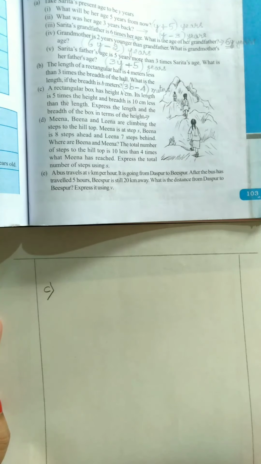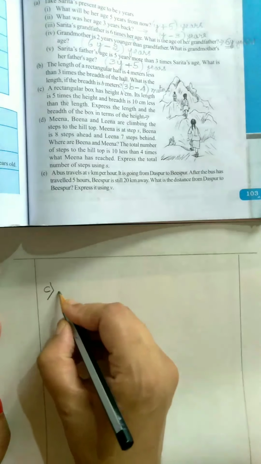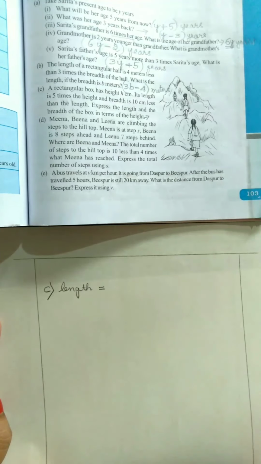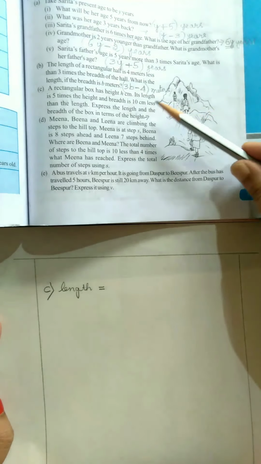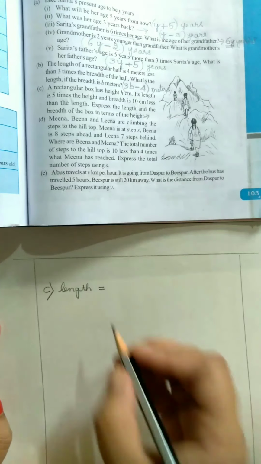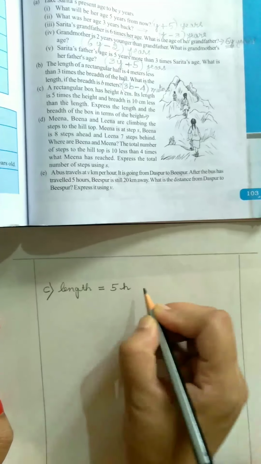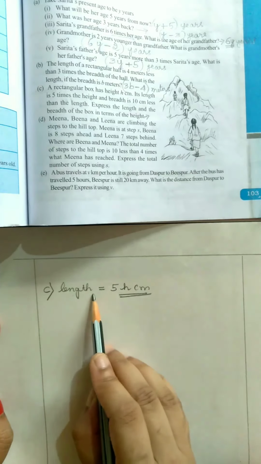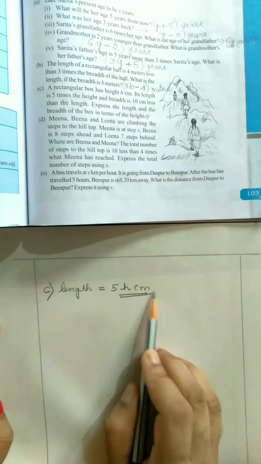So, a rectangular box has the height h centimeter. Its length is 5 times the height. Okay, now we have to express the length of the rectangular box. Therefore, what does it say about length, children? That is, its length is 5 times the height. 5 times the height means it is 5h centimeter. Therefore, the length of the box in terms of the height is equal to 5h centimeter.